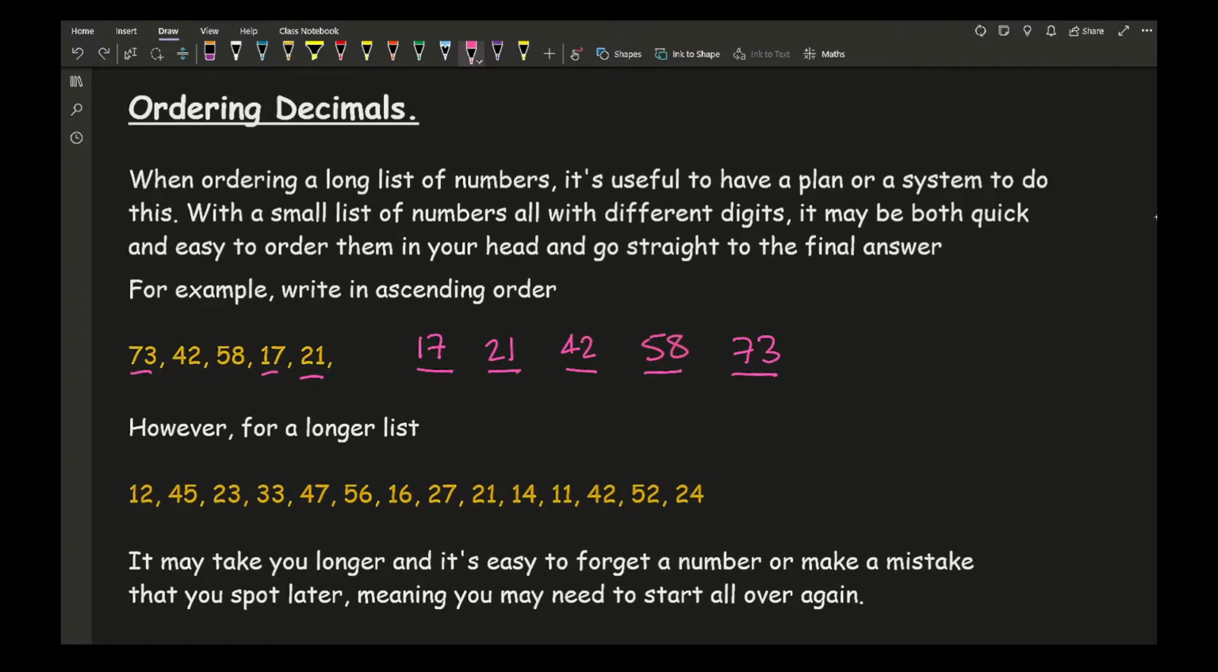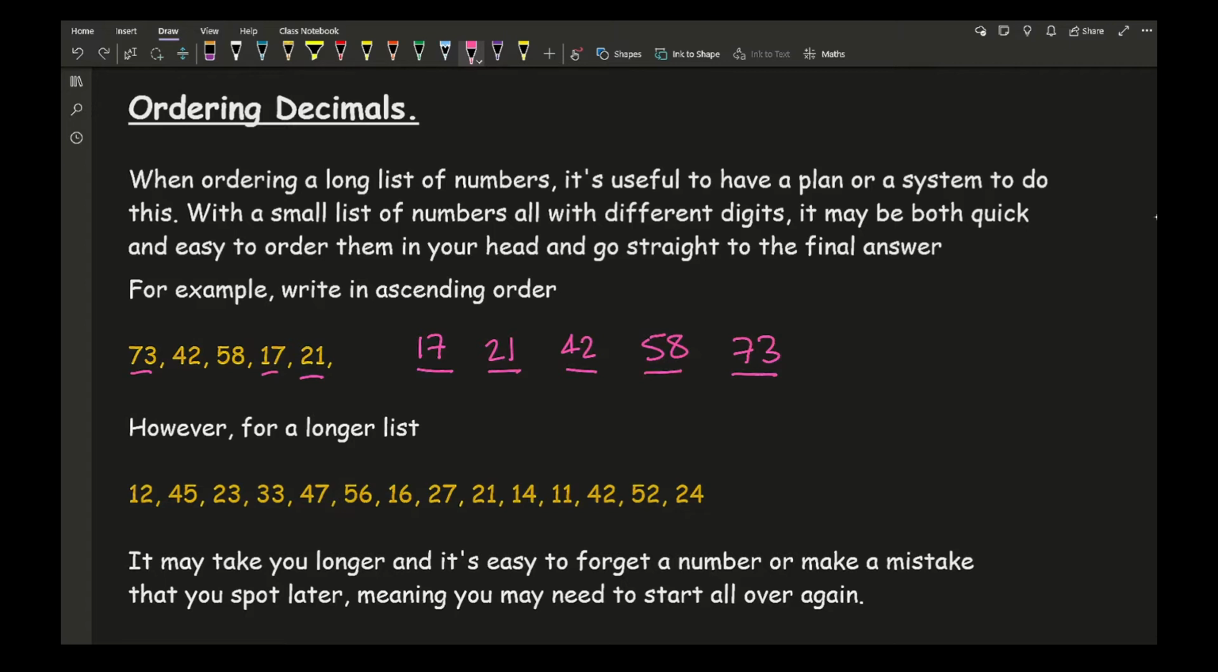So it's pretty obvious, and I could pretty much do that in my head without having to do any working out. However, for a longer list, as you can see from the list of yellow numbers there, it's going to be very time consuming, and it's going to be very easy, particularly with the numbers very close together, for me to forget a number or ignore it and for it to get merged in with another number.